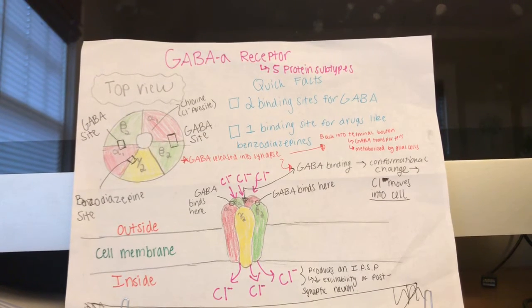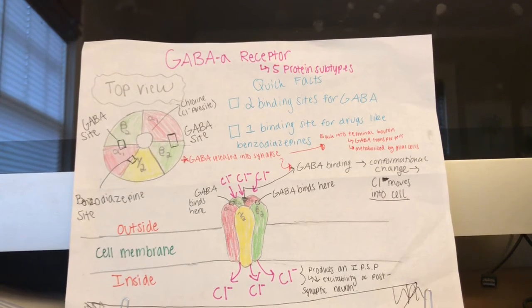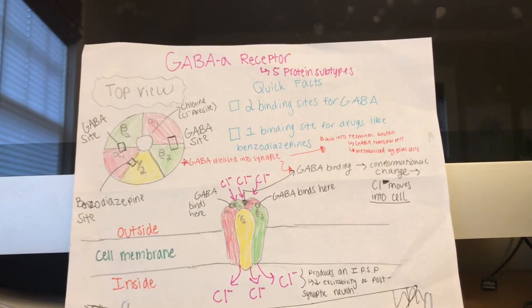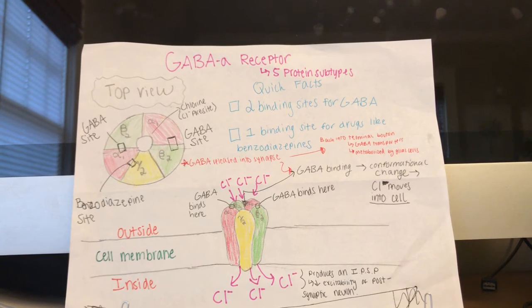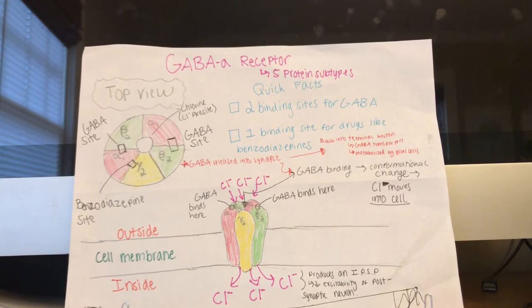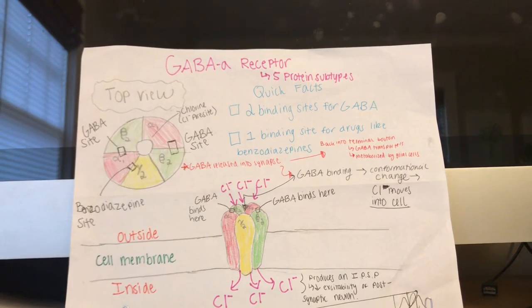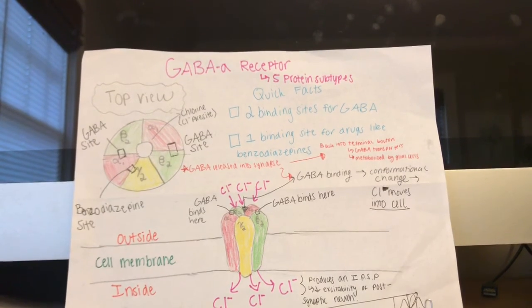Glutamic acid decarboxylase turns L-glutamate into GABA, and then GABA is released into the synaptic gap. Then 2 GABAs bind to the receptor, there's a conformational change, and negative chloride ions move into the cell, making the cell hyperpolarized and decreasing the excitability of the postsynaptic neuron.